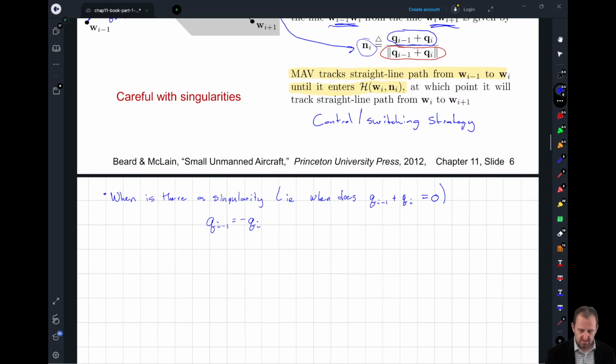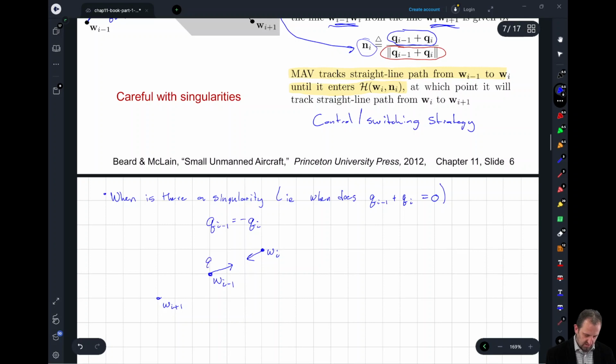So, in other words, if we have 3 waypoints, we're going to call this wi minus 1, this is wi, and this is wi plus 1. So wi minus 1 is moving in that direction, right? And then q sub i minus 1 is moving in that direction, and q sub i is moving back towards it. So in other words, this happens when the path folds back on itself.